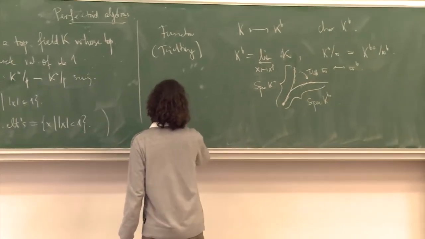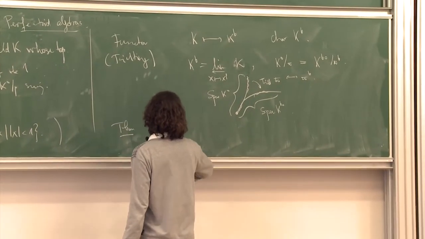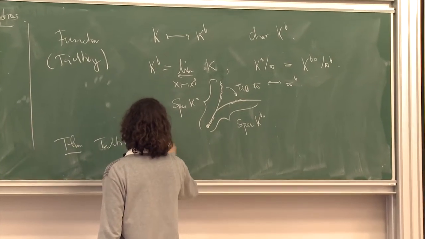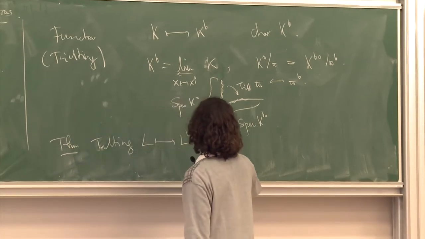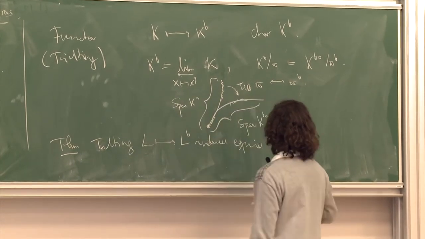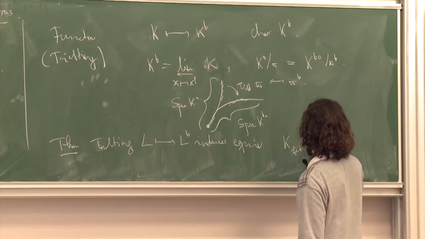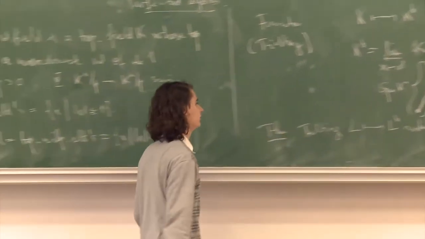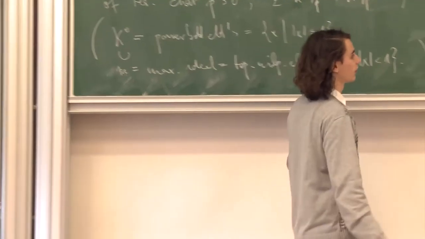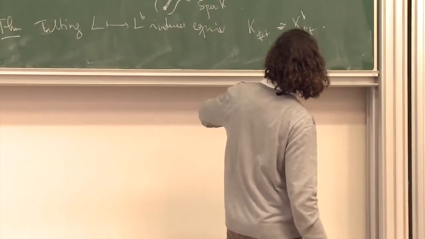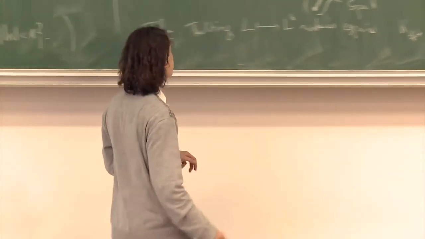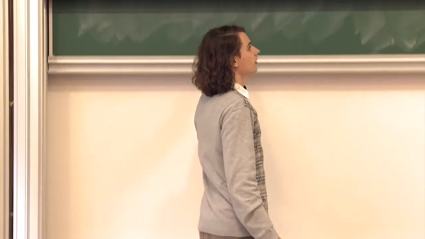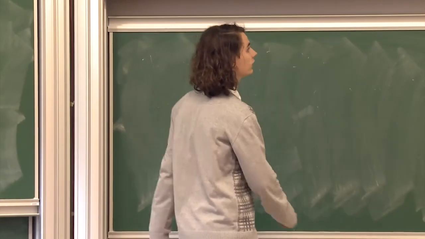And last time, I stated the following theorem, that the tilting functor L maps to L flat induces an equivalence between the finite étale extensions of K and of K flat, so that in particular, the absolute Galois groups of the two fields will be canonically isomorphic. And implicit here is the statement that any finite extension of K will again be perfectoid. And the plan of proof for this was to use some almost mathematics.